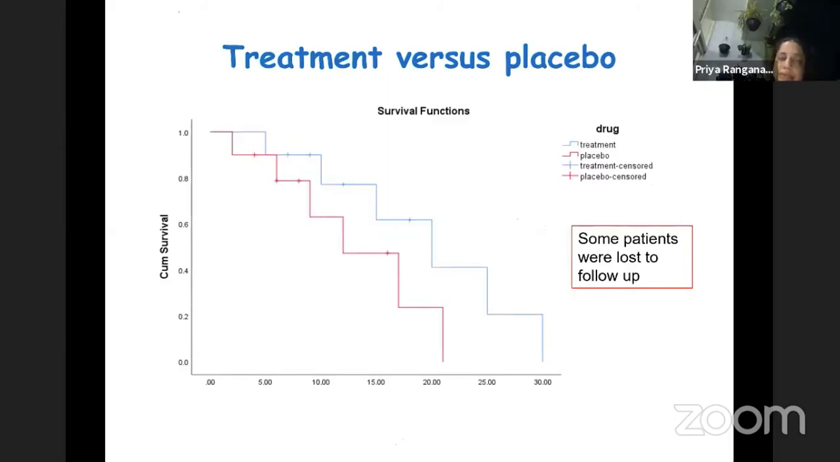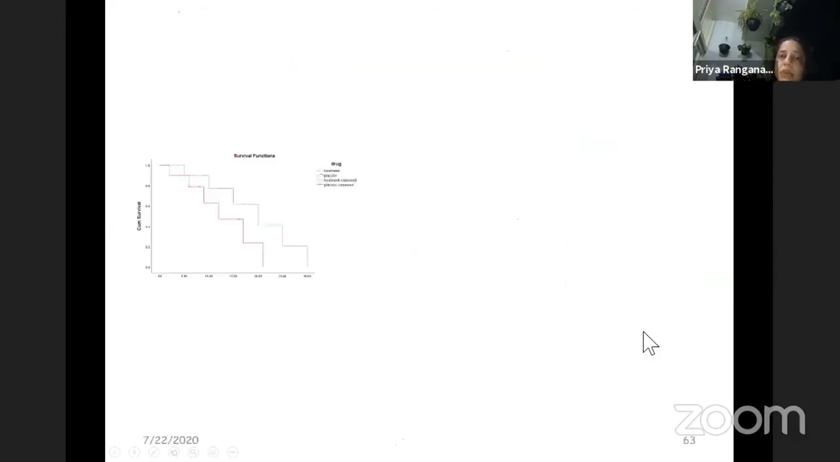So this is a hypothetical study comparing a treatment versus placebo. Blue is the treatment arm and red is the placebo arm. And you can see that in this study, the treatment is obviously doing better than the placebo. In both arms, some patients were lost to follow-up. So this is the original graph. Now let's look at scenario 1. Why are patients getting lost to follow-up?